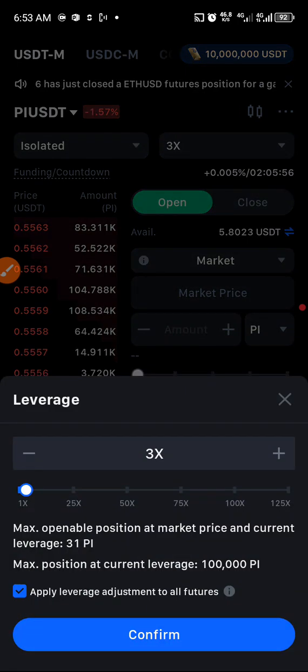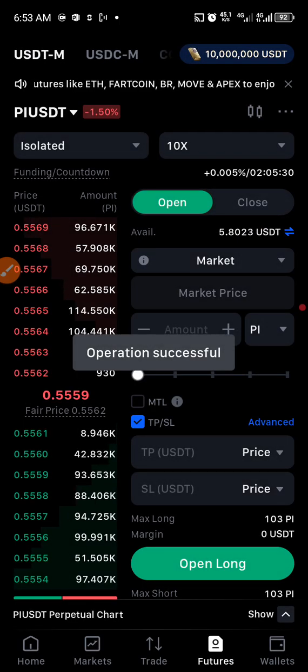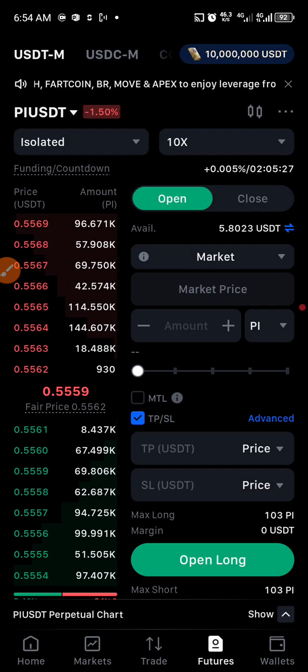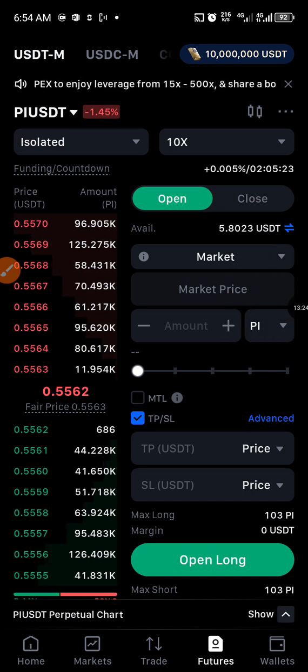As a newbie, if you are trading on a coin that is very volatile, I would suggest you make use of 3x, 4x, or at most 5x. But if you are trading on coins where the volatility is not too much, you can use 10x. Okay, then once you use 10x, just click on confirm. So we have been able to set isolated and this. All right, so we proceed now.